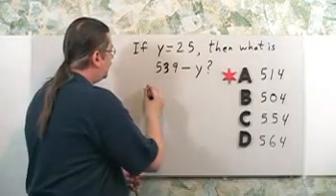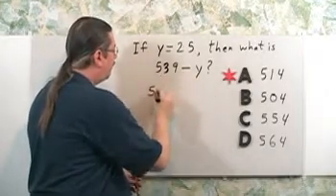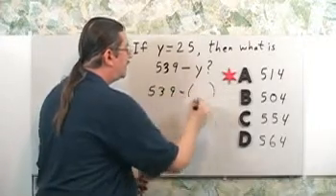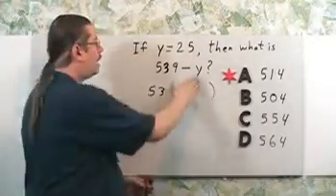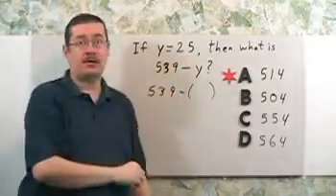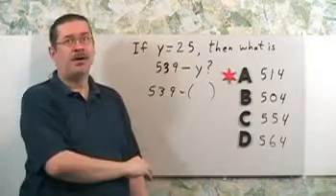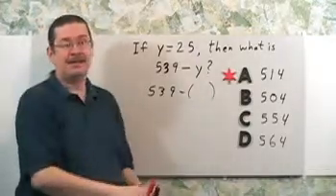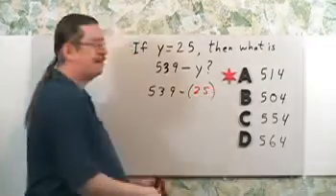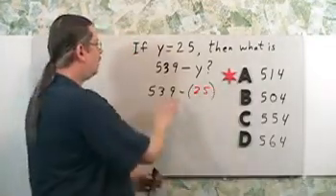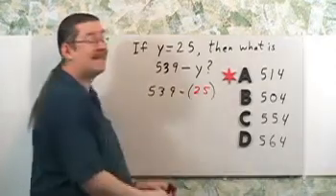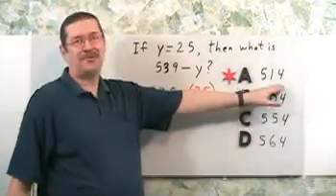The way I like to do that is I write down the formula, and in place of the variable, the y, I'm going to put 25 in its place, but I use a set of parentheses first as a placeholder. I call this whole thing a template. And I'm going to put 25 inside. Now just go ahead and do this subtraction. 539 minus 25 is going to be 514.